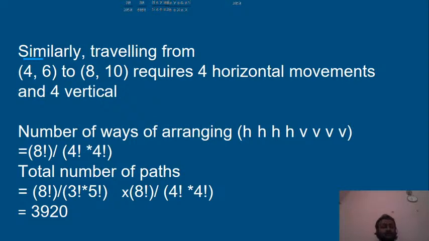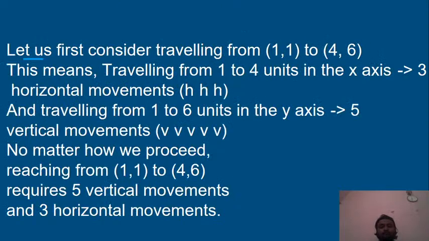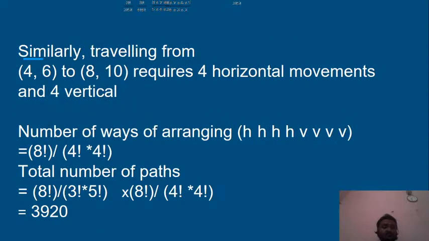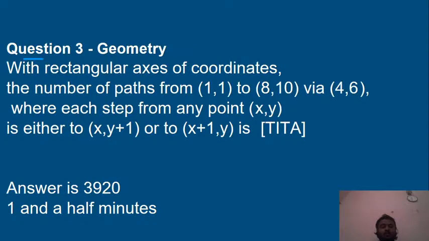Now I repeat the same process when I am traveling from 4 6 to 8 10. I would require 4 horizontal and 4 vertical movements. The number of ways of arranging them would be 8 factorial divided by 4 factorial into 4 factorial. So the number of paths would be: first I travel from 1 comma 1 to 4 comma 6 and then 4 comma 6 to 8 comma 10. So the number of paths is 8 factorial divided by 3 factorial into 5 factorial, into 8 factorial divided by 4 factorial into 4 factorial, and that turns out to be 3920. So this was a question with answer 3920, and you should have solved this question in 1.5 minutes, maximum 2 minutes, guys, because this is actually a trick based question.